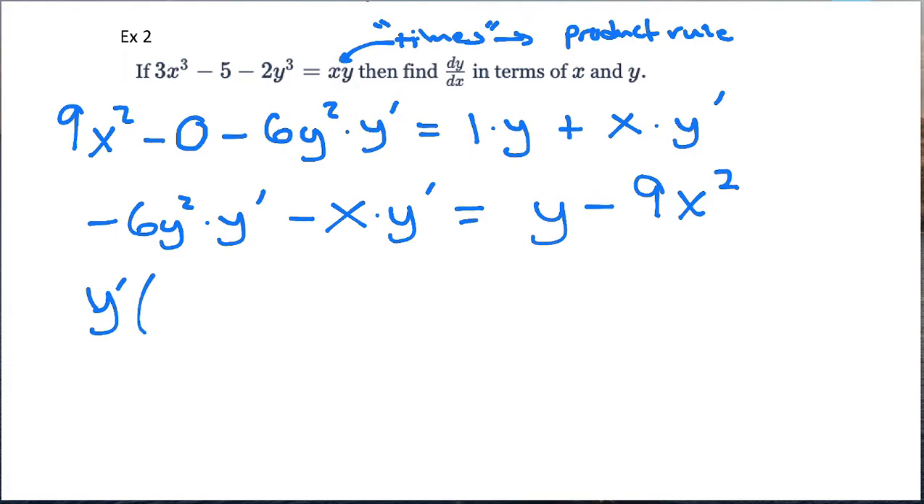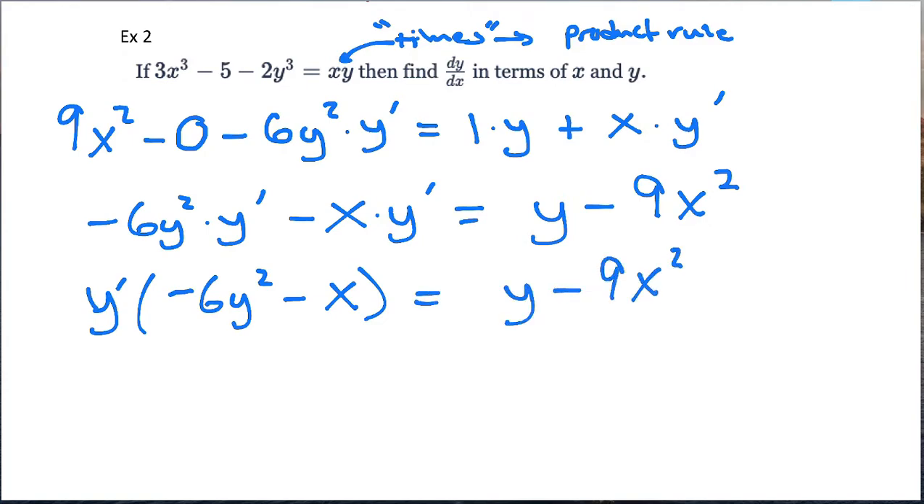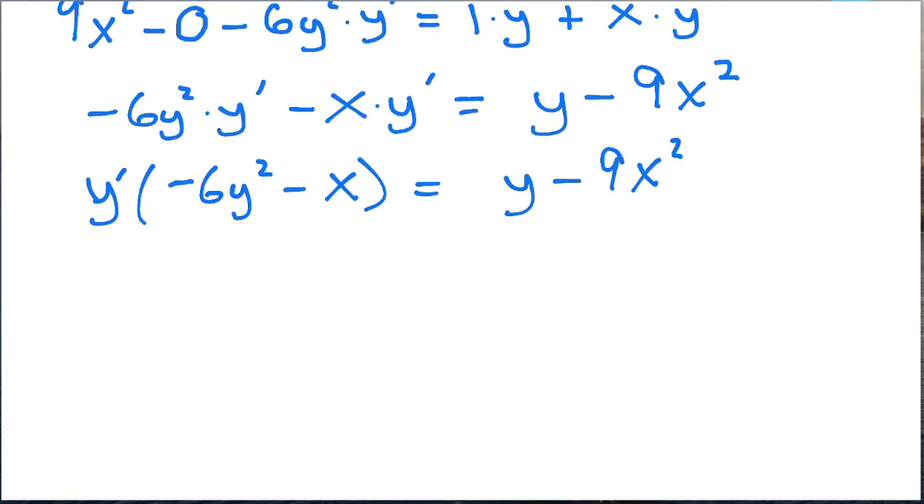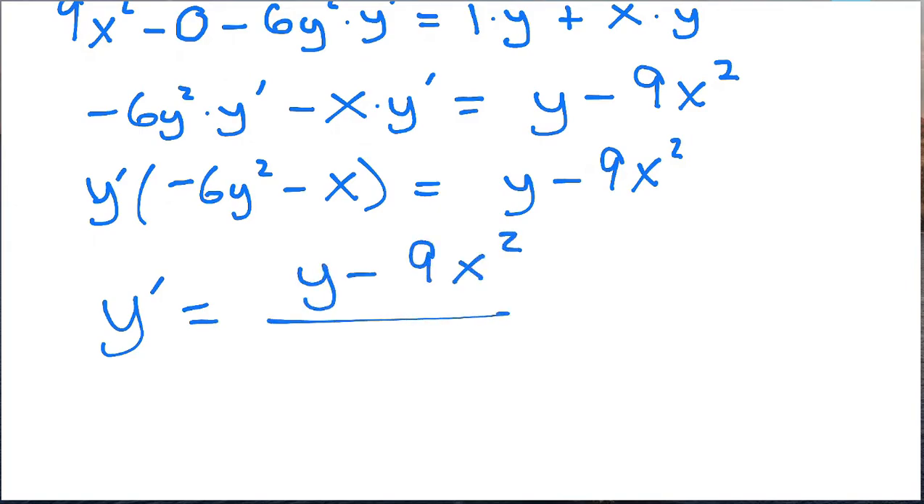If I do that, this is minus 6y squared minus x equals y minus 9x squared. And then finally, I'm just going to divide so I have all my stuff separated from y prime, and that is y prime.